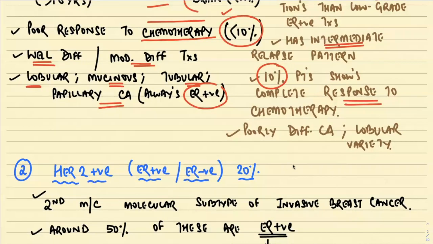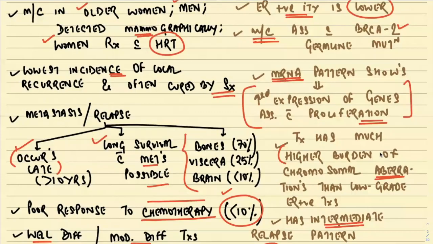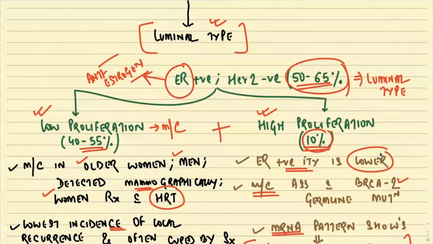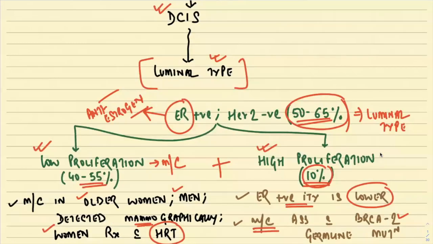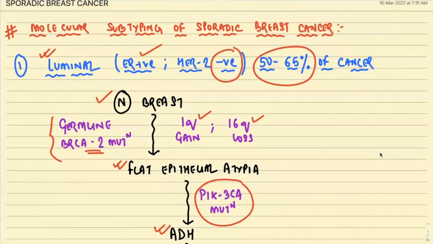Under this heading of high proliferation ER positive, we have a few poorly differentiated carcinomas as well as a few of the lobular variety. So I hope you understand this is the first molecular type that we have discussed, that is the luminal type of breast carcinoma. We have discussed the pathogenesis, and we have also discussed that the luminal variety constitutes 50 to 65% of all these sporadic breast carcinomas.